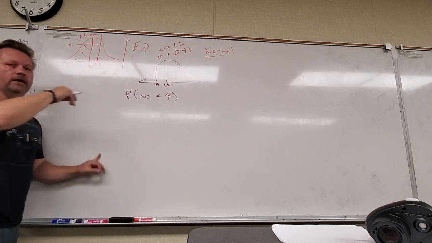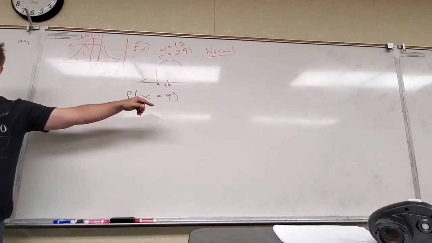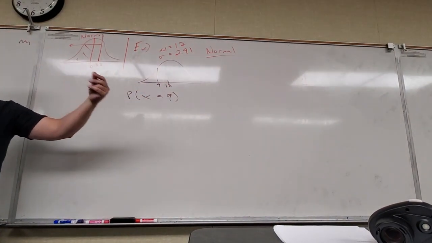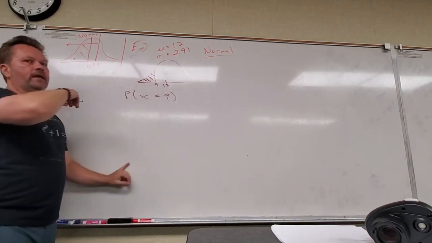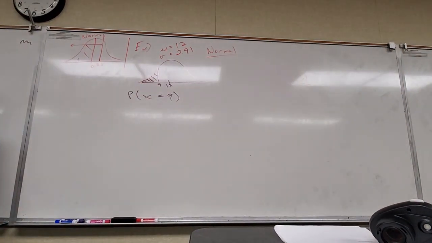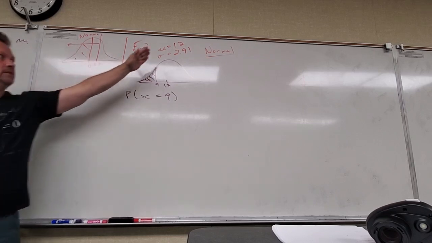And what's the area that I want to find? Can you shade it in? To the left of 9. The beautiful thing about inequalities is they point in the direction you're supposed to shade. So I want this area. So already I know that my answer is going to be less than 50%, because it's a little less than what the mean has below it.